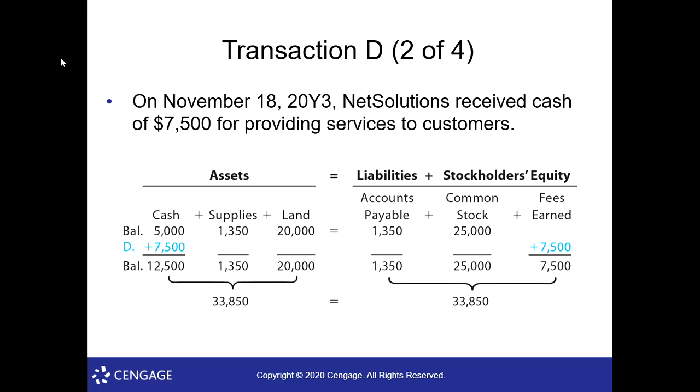Let's record that transaction. We need to identify our accounts. We have cash coming in, and we provided services. The providing of services is a type of revenue. Revenues and expenses fall under our equity category. So we're going to have a debit to an asset in the form of cash, and we'll have a credit to equity in the form of fees earned, a type of revenue.